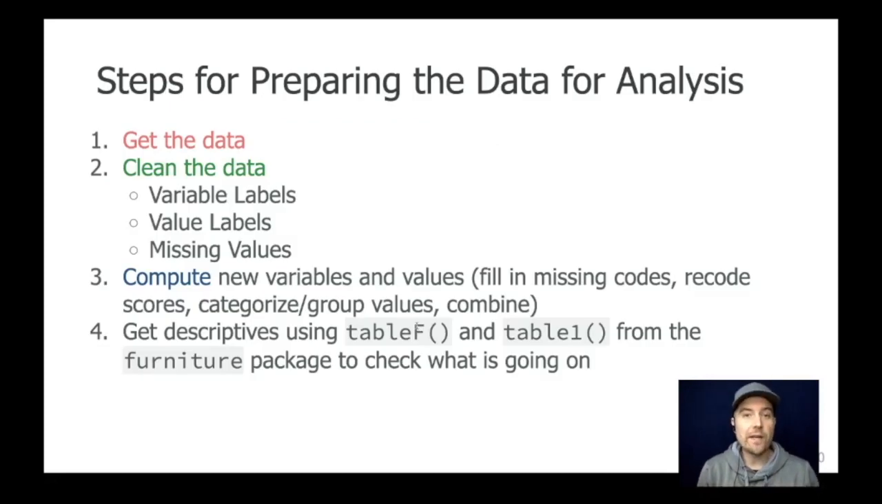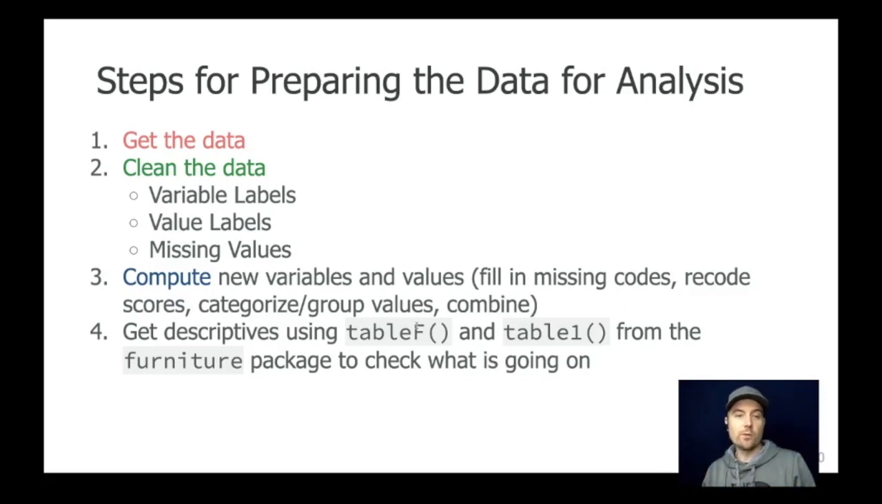Steps for preparing the data analysis. We want to get the data, clean the data, which maybe means changing variable labels, value labels, missing values, understanding what those are. We may want to compute new variables and values. We might want to fill in missing codes, like if your data is -99 if it's missing, we may want to do something with that to tell R that that's actually missing, and it's not actually meaning -99 of whatever that variable is.